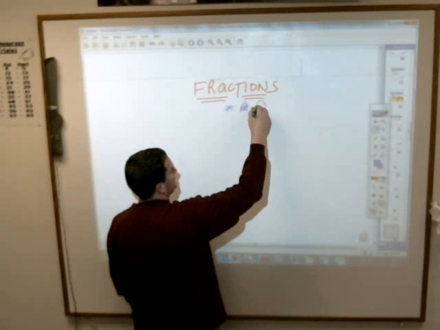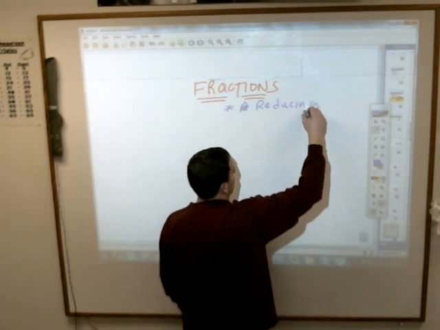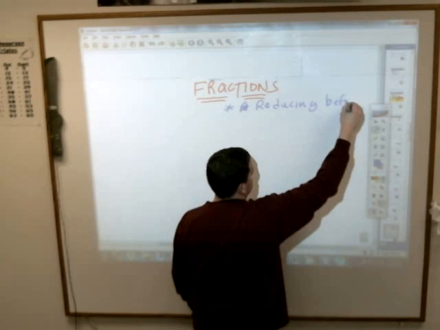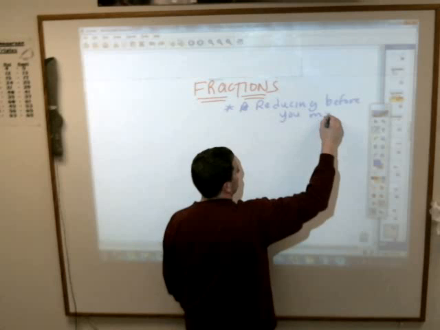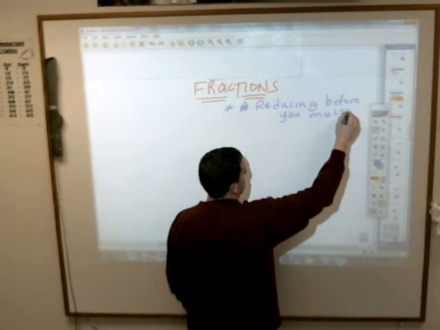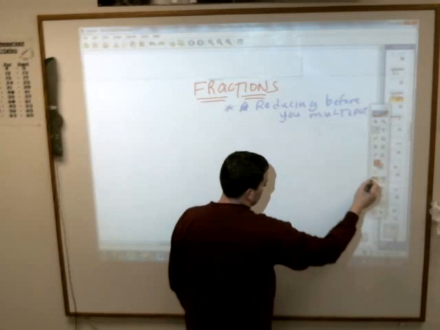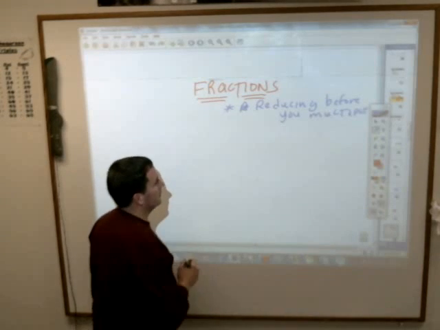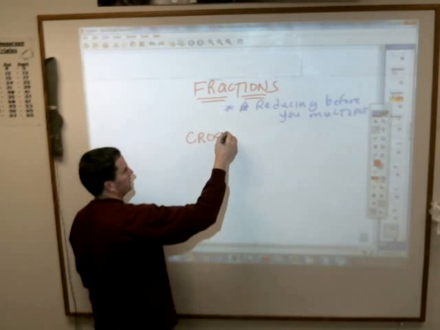The book calls this reducing before you multiply. Back in the day, when I was just a young top there, we called this, and I'll refer to it as this, cross-canceling.